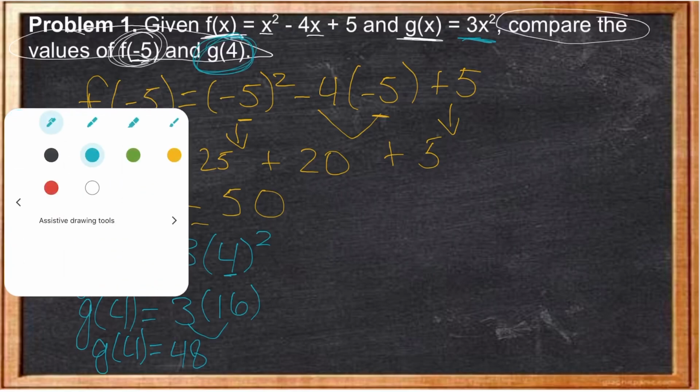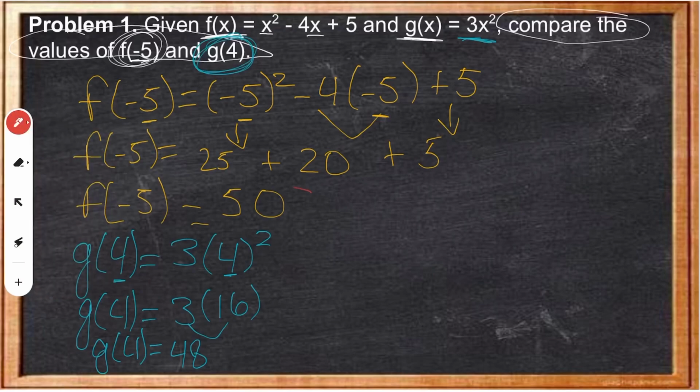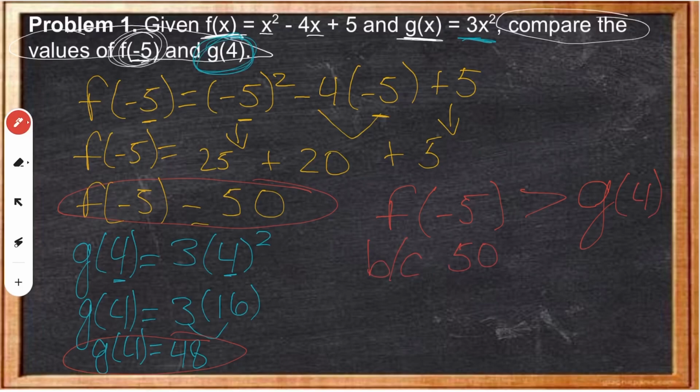So I see that f of negative 5 is 50 and g of 4 is positive 48. So when I compare the two, I know that 50 is greater than 48. Therefore, f of negative 5 is greater than g of 4 because 50 is greater than 48.